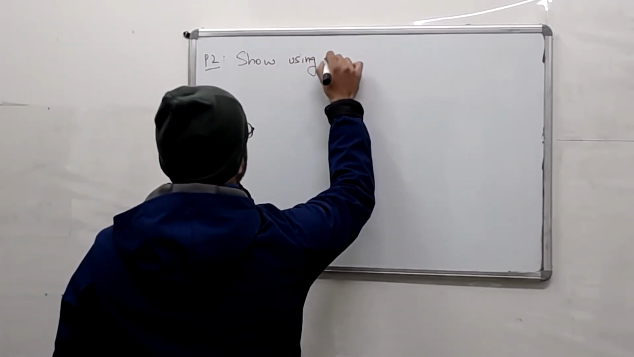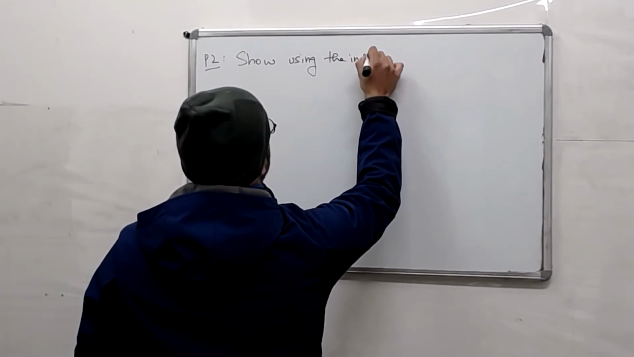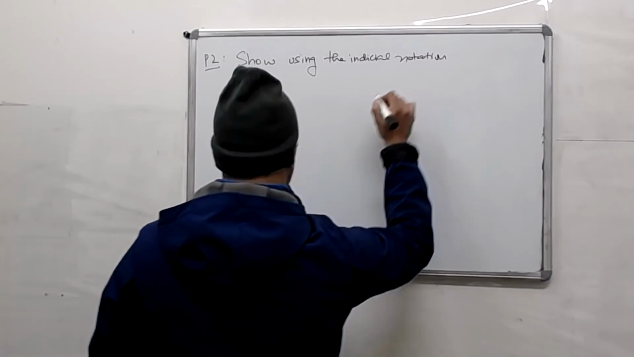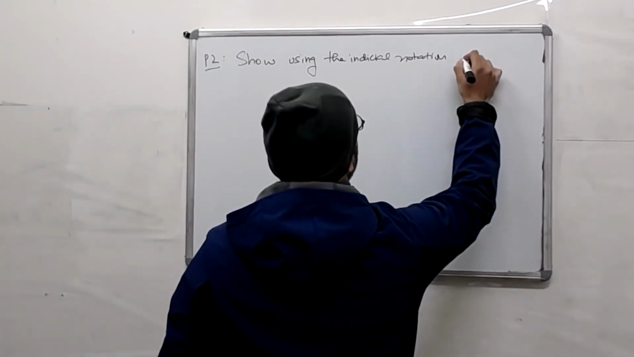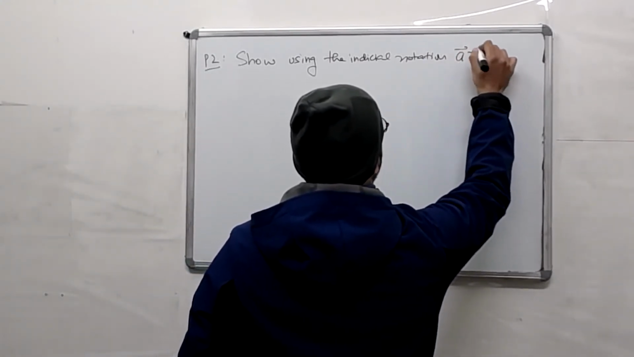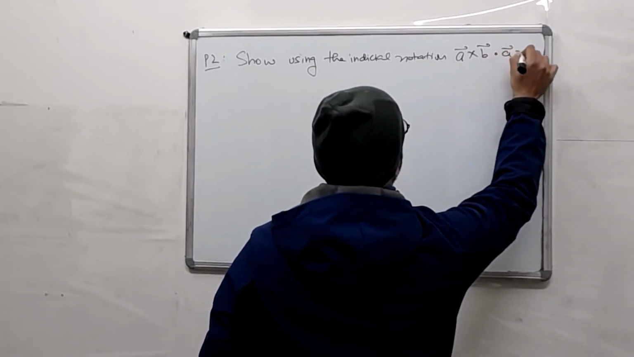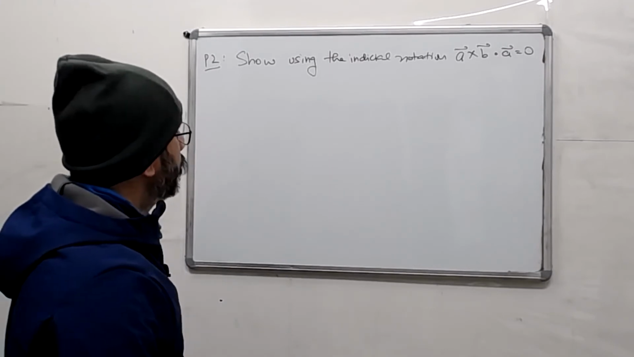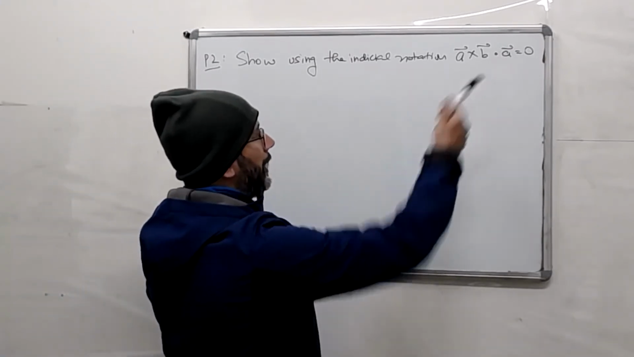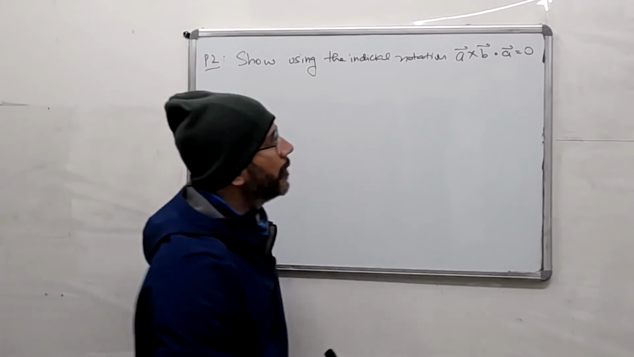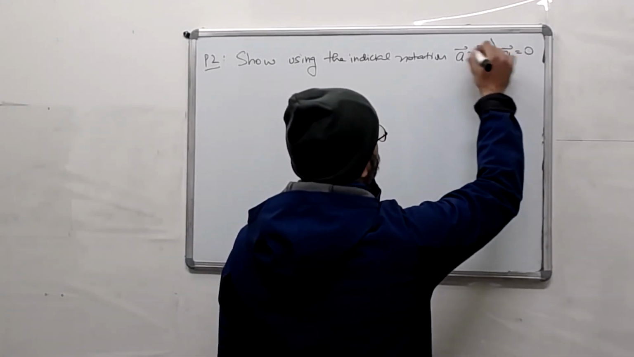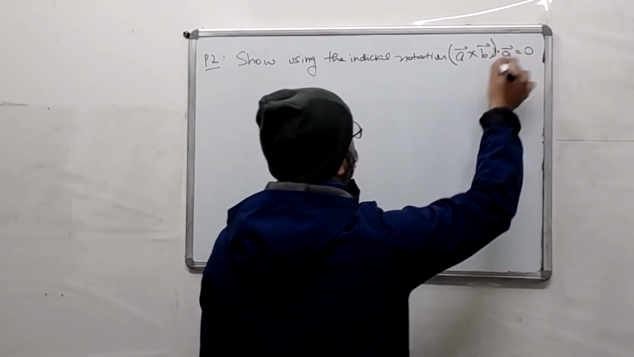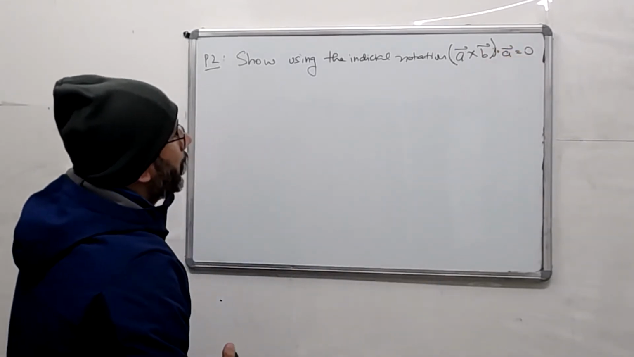So show using the indicial notation that (a cross b) dot a is 0. So a cross b is a vector. Well, this bracket is implied here. There's no other way you can do this. You can't do b dot a and then do a cross with that. So you have to show this.